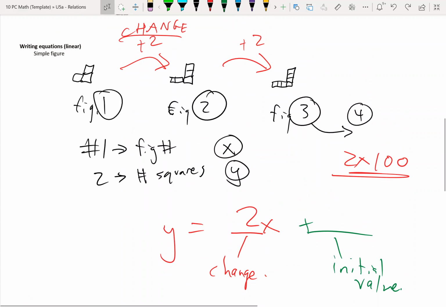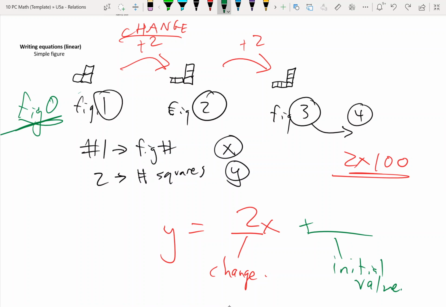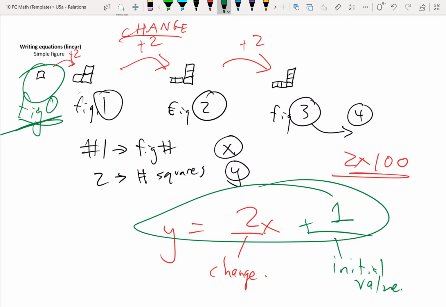In this situation, it's what's the amount going to be actually at figure 0, because that's the start. A lot of students mess up and think figure 1 is the start. In math, we start from 0. So in figure 0, if we look at the pattern, there's actually going to be just one little square, which then fits because this would be +2 every time. So in this situation, my initial value is going to be +1 because we had one single square in our first figure 0. So this is our equation. Y equals 2x, that was the change amount, +1.